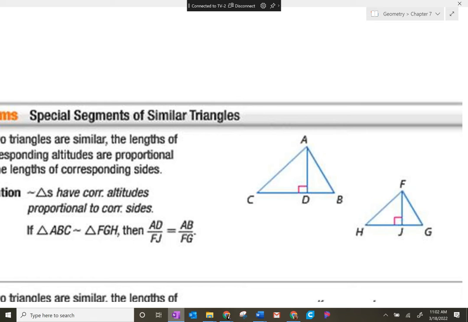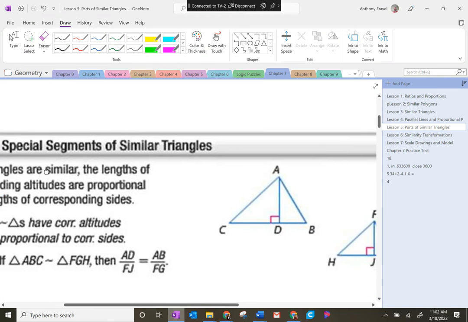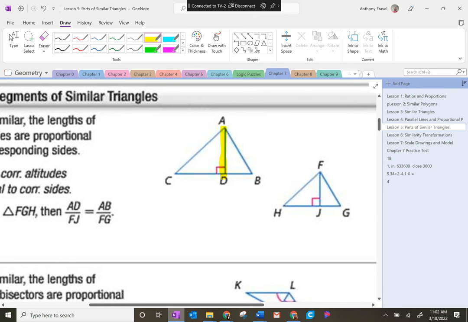All right, so the first one I'm going to discuss is this similar triangle: if we have a line that goes straight through the altitude, and it comes down to a perfect 90-degree angle on the bottom, where it has exactly 90 degrees on the bottom, I can compare this AD and that FJ to one of these other sides.